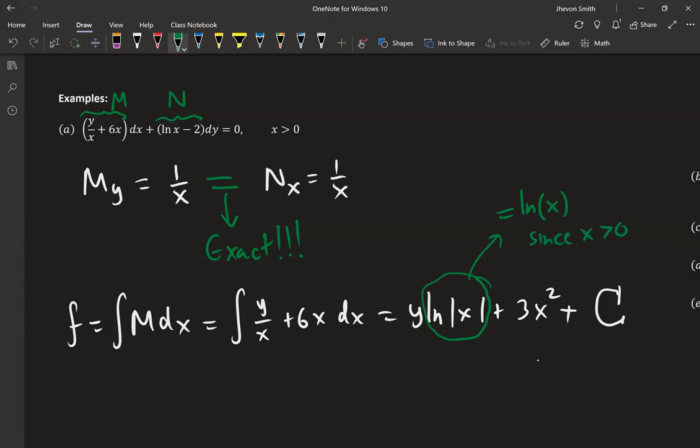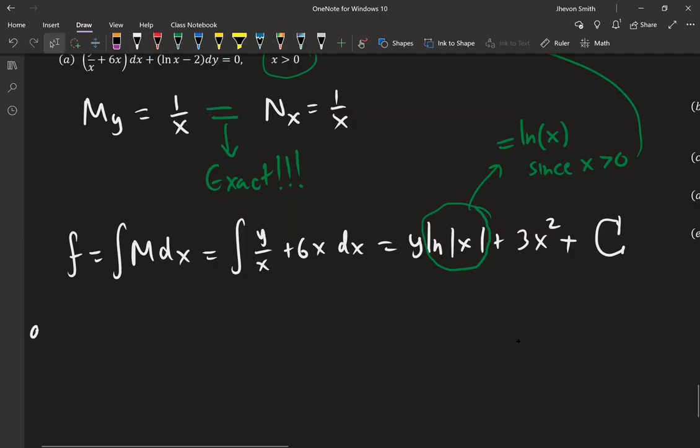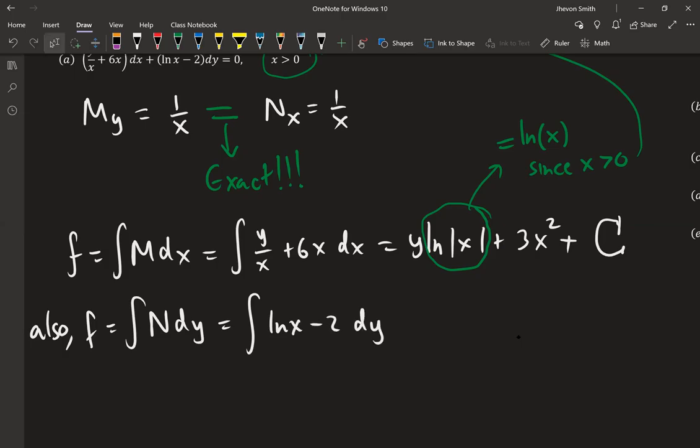Right? So technically from the integral, you get absolute value of x, but we're told x is positive right here. Okay, so I just integrated with respect to x. Then I'm going to see that also f must be the integral of n with respect to y. So I'm going to integrate the n component, which is ln of x minus 2 with respect to y.